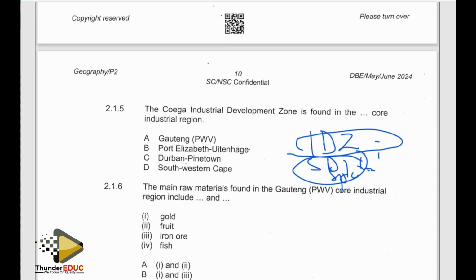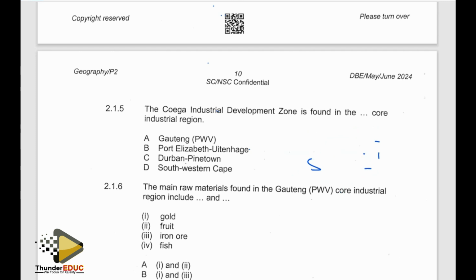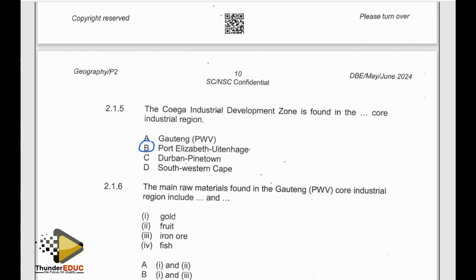Right, for the sake of this question here, let's attempt to answer the question directly. The Coega Industrial Development Zone is found in the dash core region. It is found in the Port Elizabeth Uitenhage industrial region. So the correct response for that question is response B. That is where we find the Coega Industrial Development Zone. Right, we move on to 2.1.6.